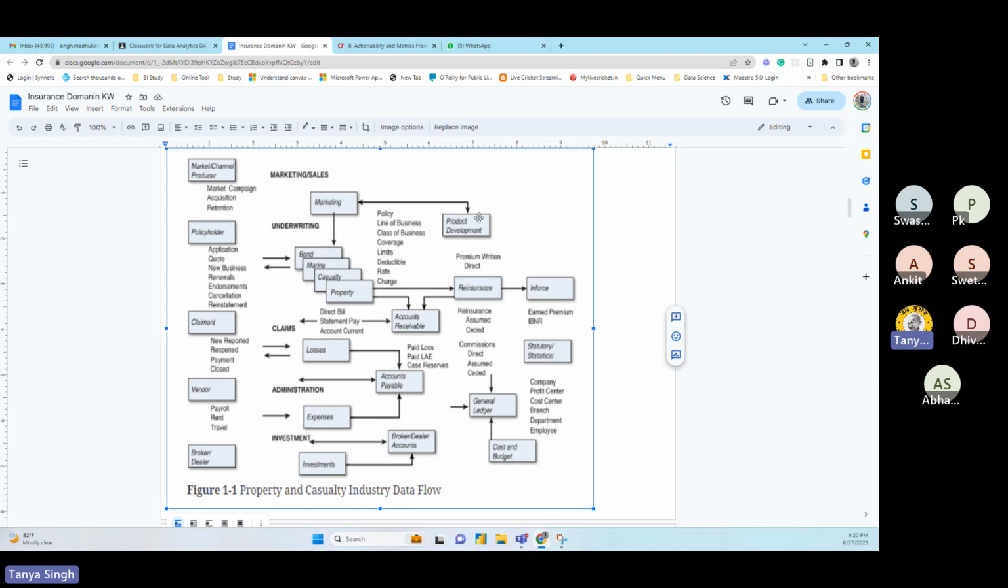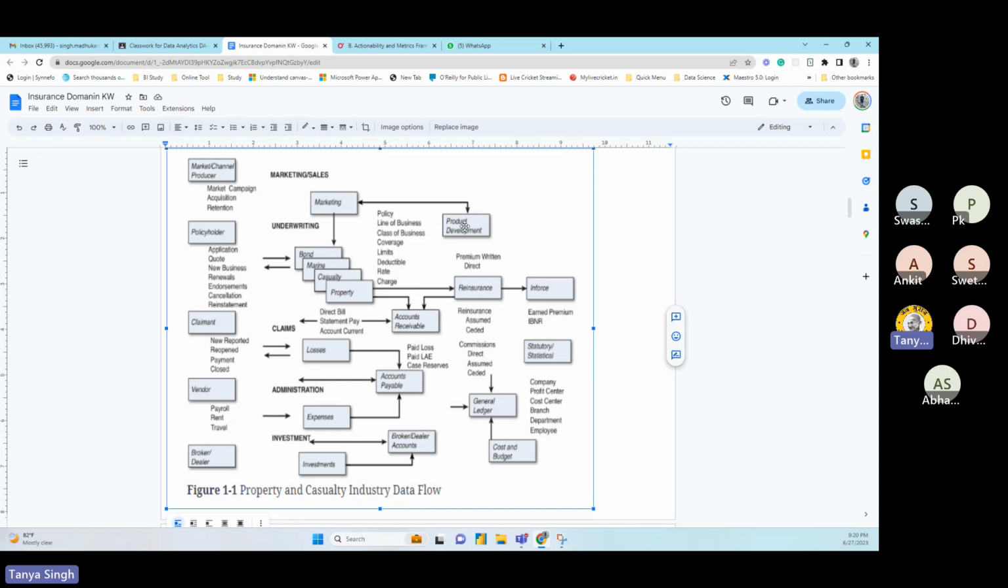And see here, this is the product development. There the actuaries come into the picture. In any insurance company, actuaries are highly paid people and they design the product, right? Product in the sense of car insurance or motorcycle insurance or jewelry insurance, right? So some companies started like, oh, I want to insure your jewelry, right?